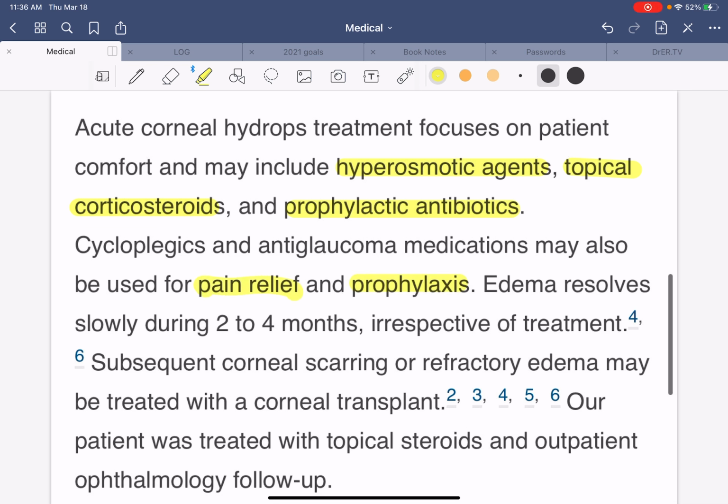Edema resolves slowly during 2 to 4 months, irrespective of treatment. Subsequent corneal scarring or refractory edema may be treated with a corneal transplant. Our patient was treated with topical steroids and outpatient ophthalmology follow-up.